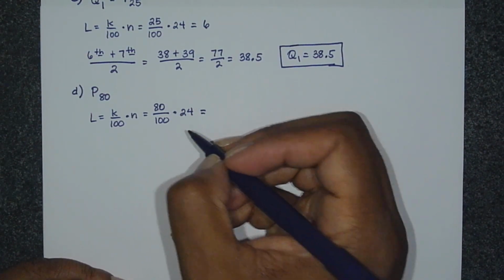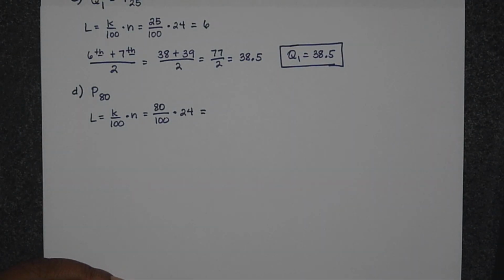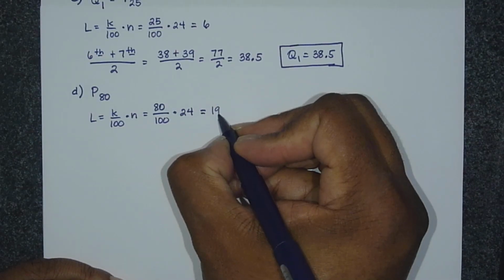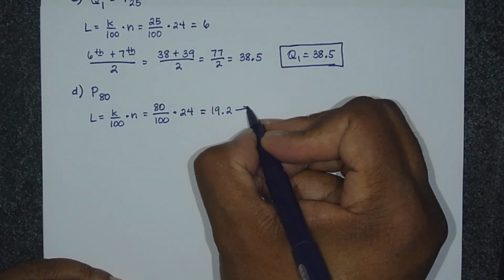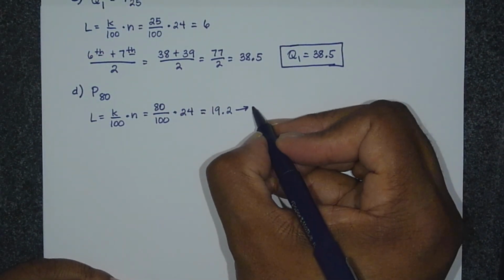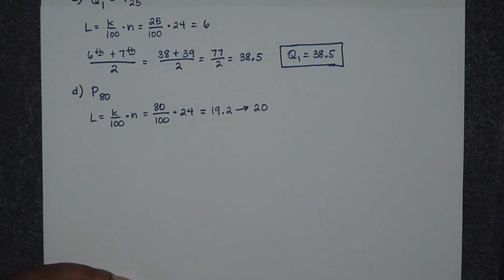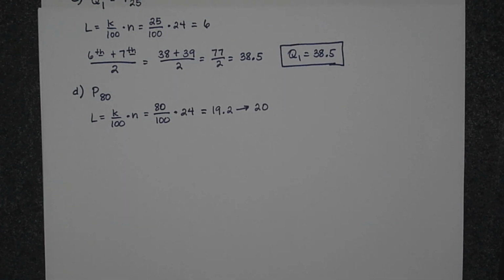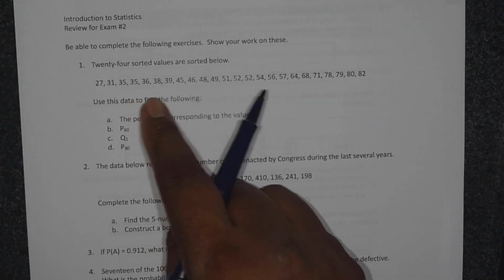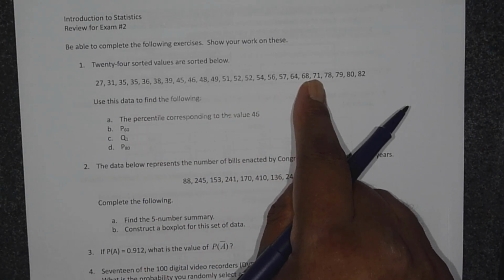Now, what's 80 divided by 100 times 24? 19.2. Now here, this is a decimal, so we need to round this up to the next larger whole number, which is 20. So we're looking for the 20th number in that data set. That would tell me the number that's in the 80th percentile. 71. That'd be 71.